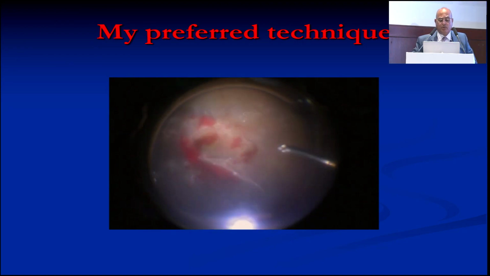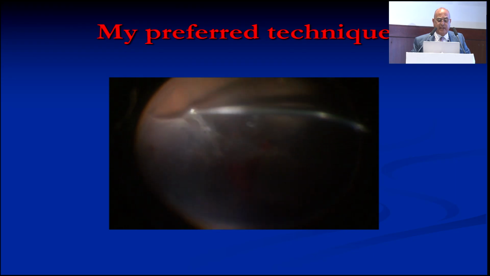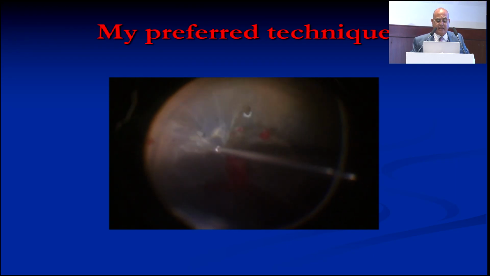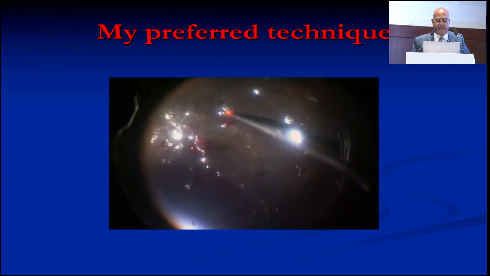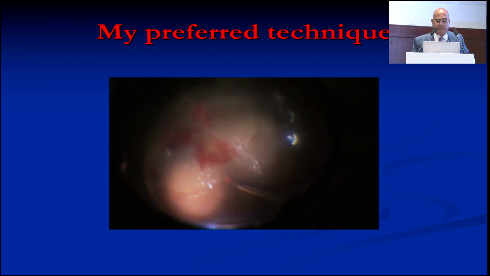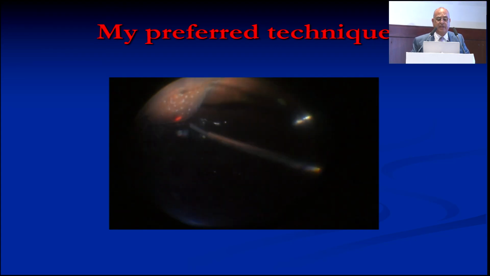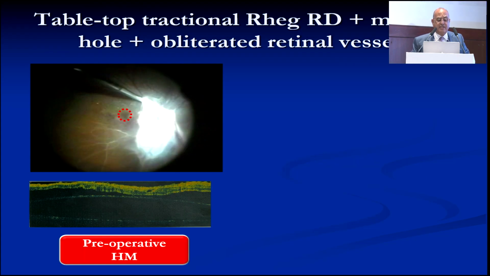After we remove the membranes, we remove the residual posterior hyaloid. Now the retina is seen to be thin and atrophic. We treat the iatrogenic breaks and do the pan-retinal photocoagulation and fill the eye with the final tamponade later on. This is a similar case with a macular hole.